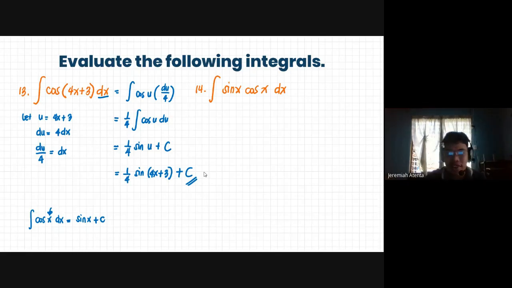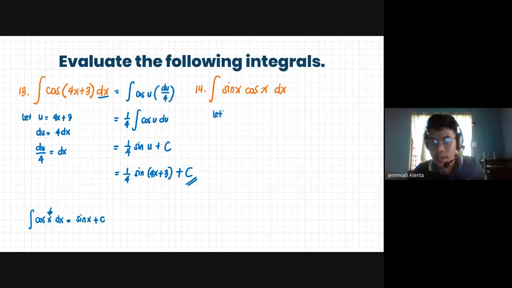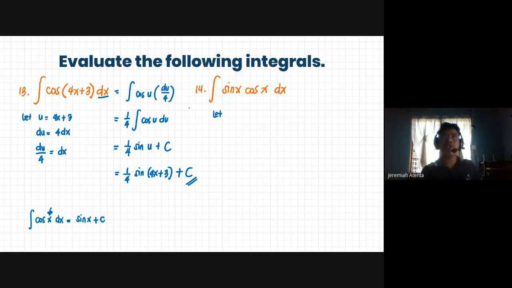Okay, so let's have number 14. We have the integral of sine x cosine x dx. So, may dalawa tayong pagpipilian. It's either sine or cosine, right? Now, in this case, sino yung ililet u natin? Is it sine or cosine? Dapat yung derivative ng makukuha natin is in terms of the other, 'di ba? So, what do you think?